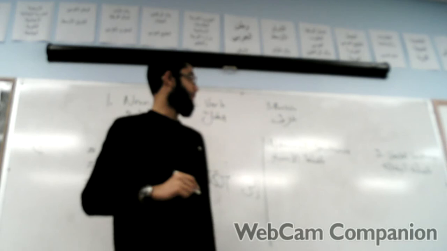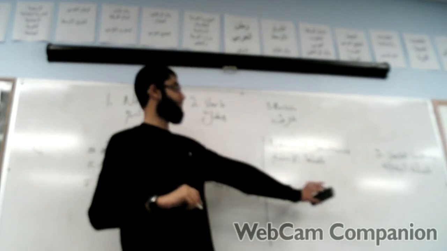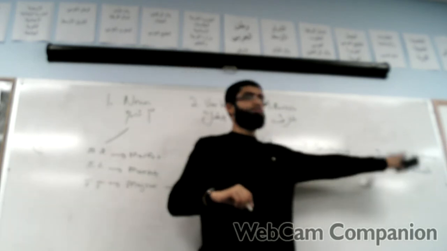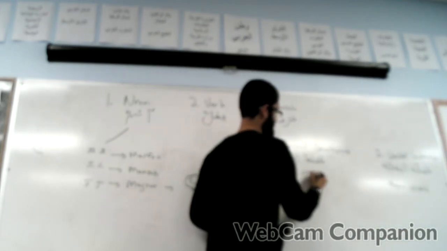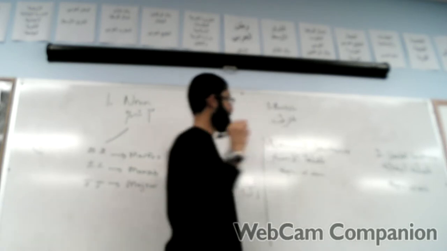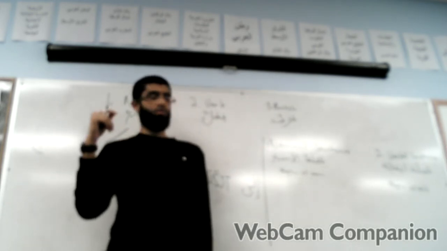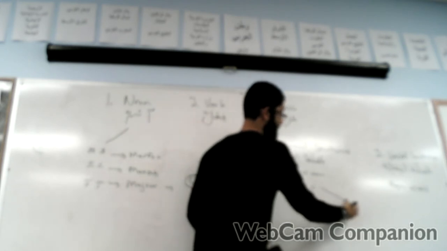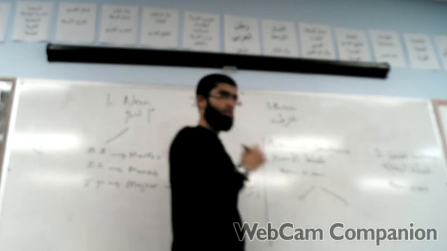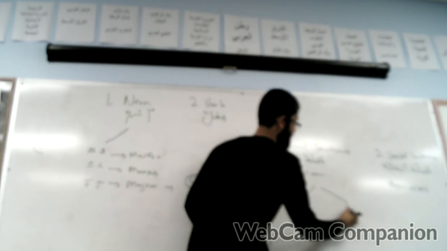Alright, so how do you know the difference? The jumla fi'liya begins with a verb, okay. And a jumla ismiya begins with a noun. Alright, and then we said every single jumla ismiya has two parts, right? So what are they? Mubtada and khabar, right? So you have your subject.